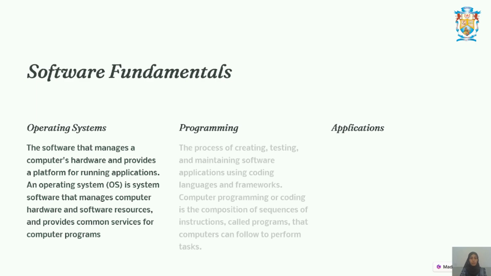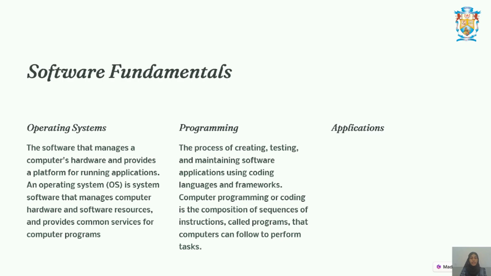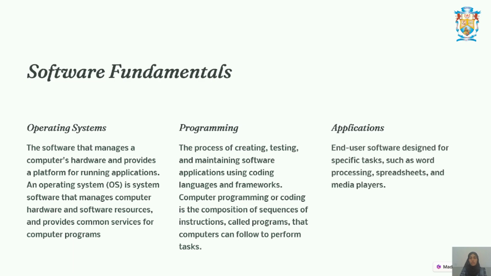Next is programming. So it is the process of creating, testing and maintaining software applications using coding languages and frameworks. Programming or coding is a composition of a sequence of instructions called programs that computers can follow to perform tasks. So these programs have a set of rules which the computer has to follow to perform any kind of task. Next is applications. So end user software designed for specific tasks such as word processing, spreadsheets and media players. So these are the applications.